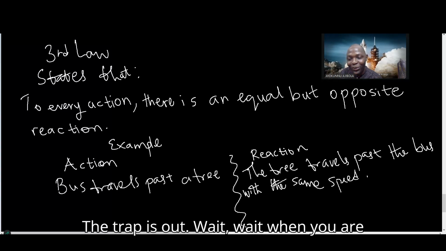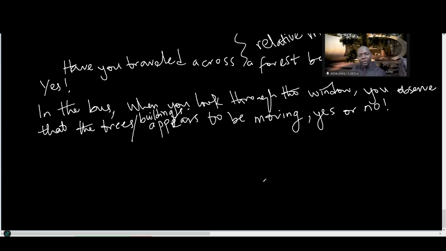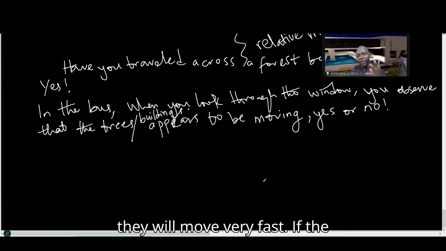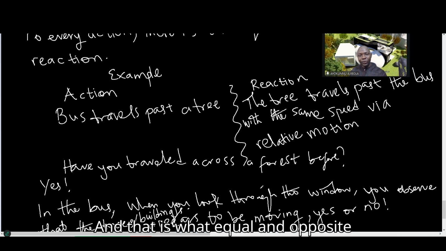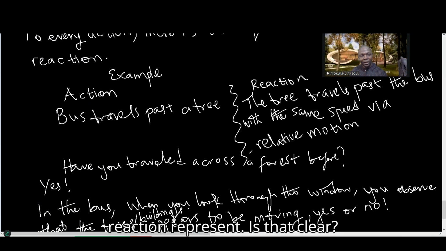When you are traveling in a bus, if the bus moves very fast, the trees will appear to move very fast. If the bus slows down, they will slow down. And that is what equal and opposite reaction represents. Is that clear?